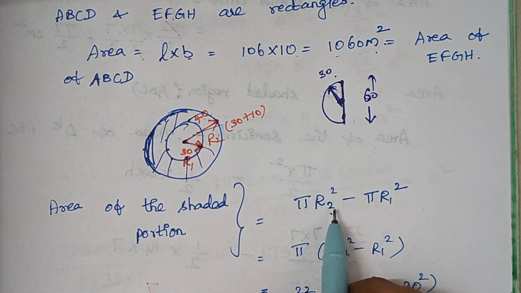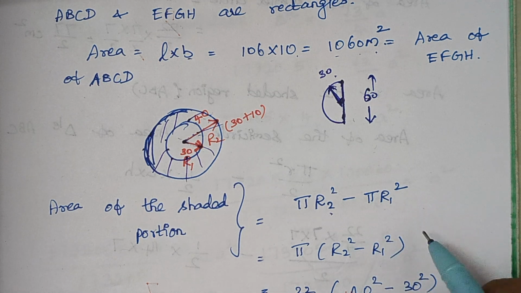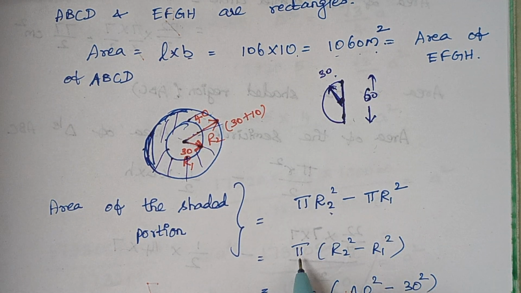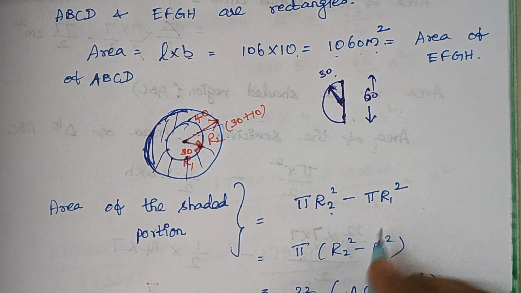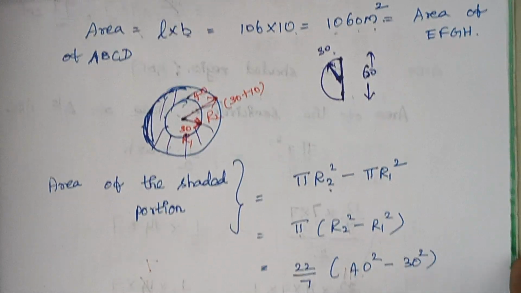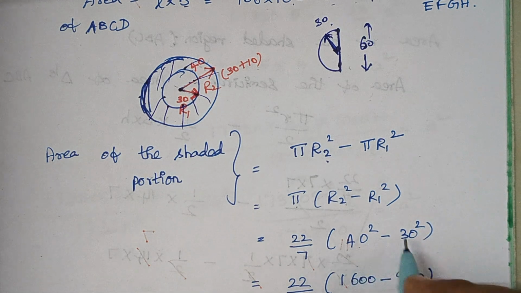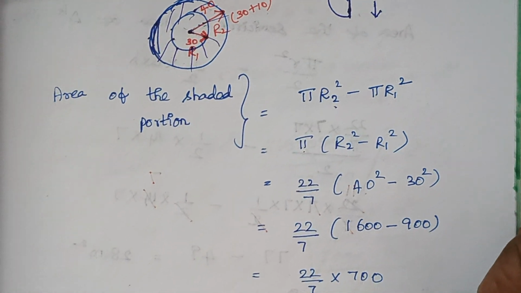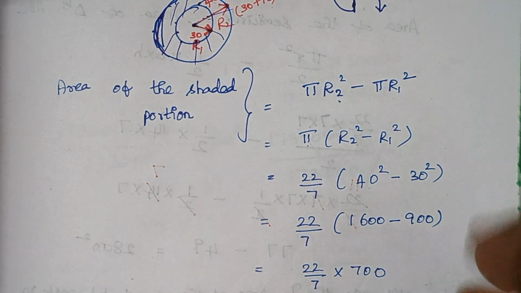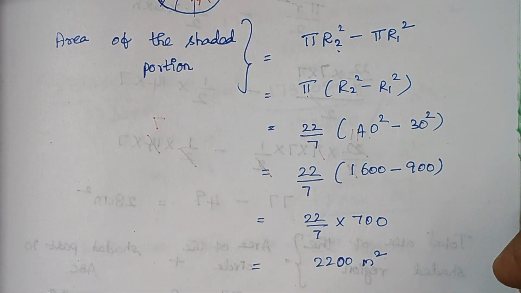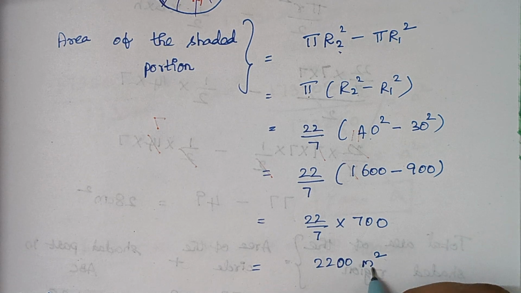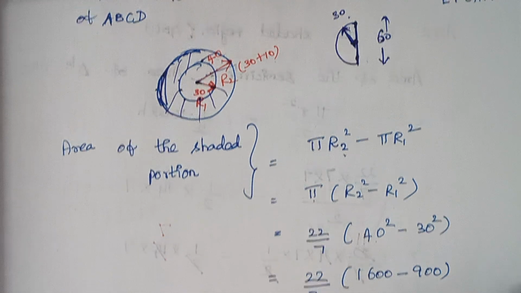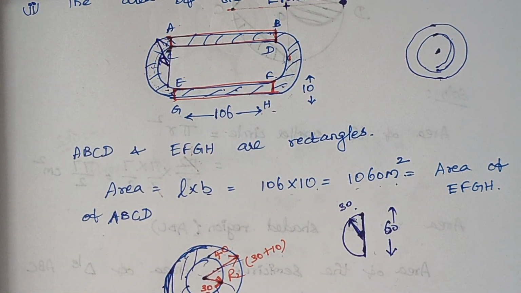So pi R2 square minus pi R1 square. So here in this case pi is common, so take pi outside. The remaining terms are R2 square minus R1 square. So R2 is 40 square and R1 is 30 square. So just substitute the values here, right? And when you solve, finally here we have the answer as 2200 meters square, right? So here you see how to find the area of the track.